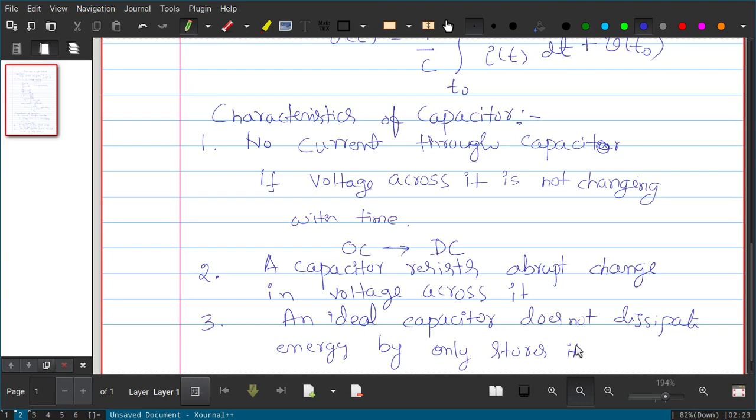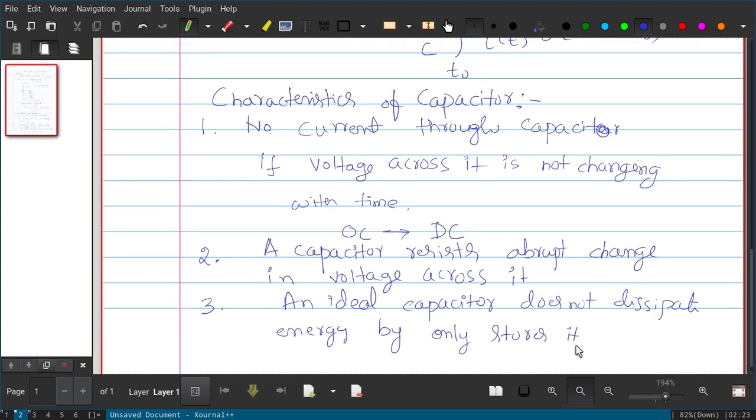It will dissipate the energy in the form of heat. But if you consider an ideal capacitor, it will not dissipate, it will store the energy. However, in practical cases, it will have series resistance and it will dissipate energy. So you cannot store the charge permanently there. Okay, so that will be discharged, and in practical case it will dissipate. Okay, so that is about the characteristic.